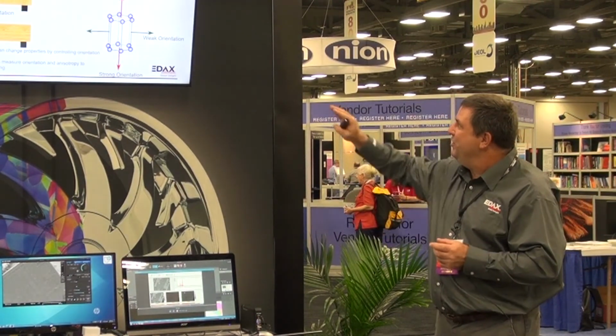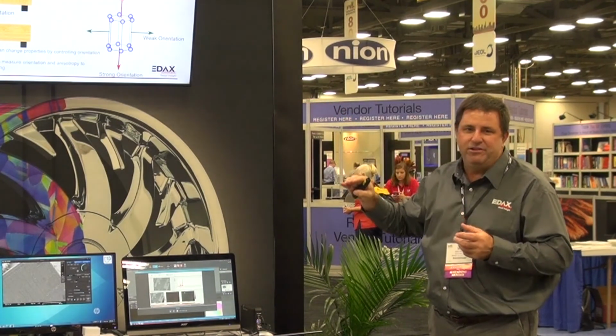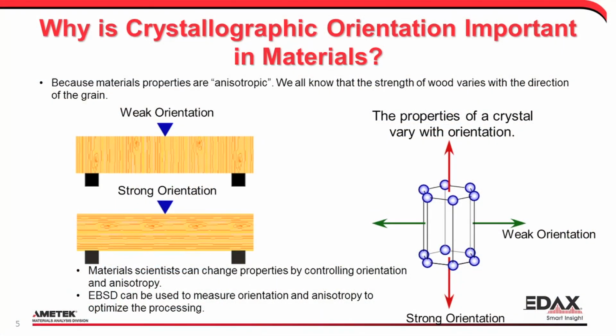This same thing occurs on a crystallographic level in a material. You can have some orientations that are strong, some orientations that are weak, and the properties can be different. Sometimes it's going to be thermal expansion or acoustic propagation speeds. But if you're able to measure these orientations, it's the first step in being able to control and engineer properties based on this anisotropy.